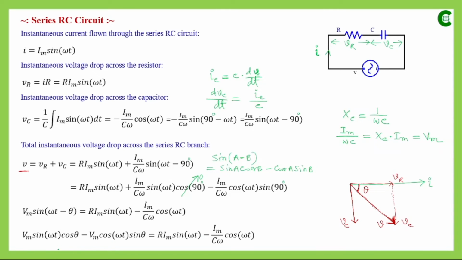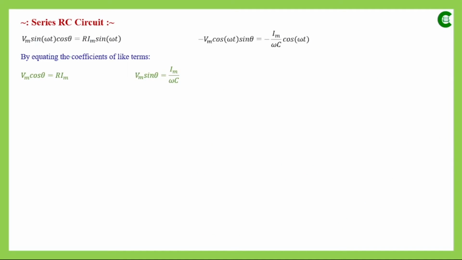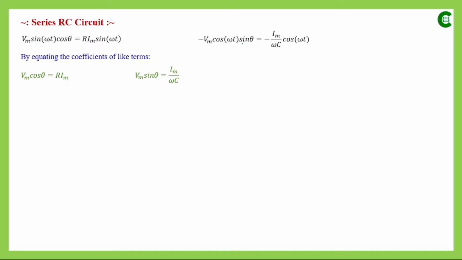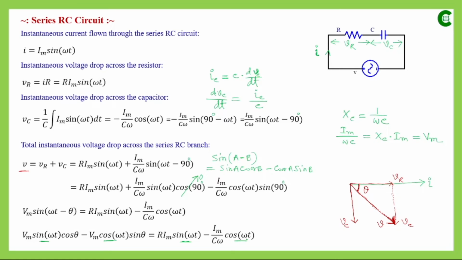Now if we equate the like terms here, on the left side we have sin omega t, and on the right side also we have sin omega t. On the left side we have cos omega t, and on the right side also we have cos omega t. So in the next step we will separate them, and if we do that, then Vm sin omega t cos theta will be equal to R Im sin omega t, and the cos omega t terms we are separately writing here. So from that equation, minus Vm cos omega t sin theta will be equal to minus Im by omega C cos omega t.